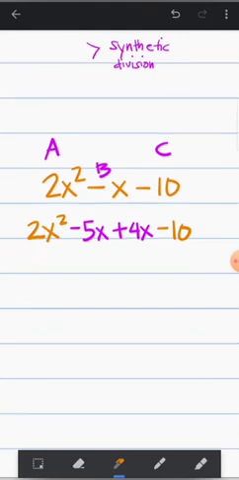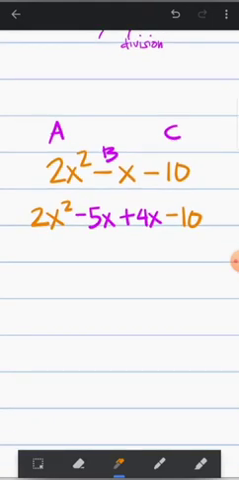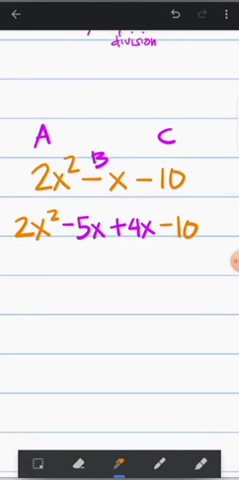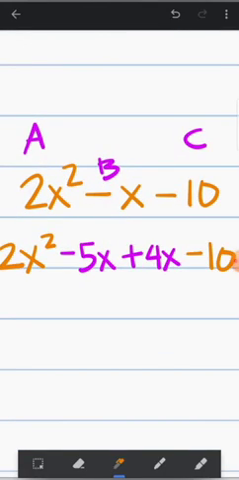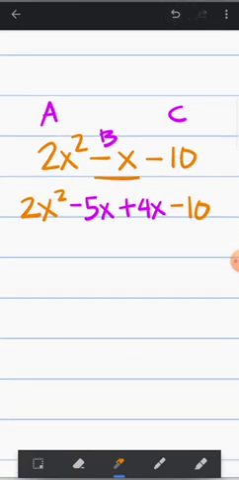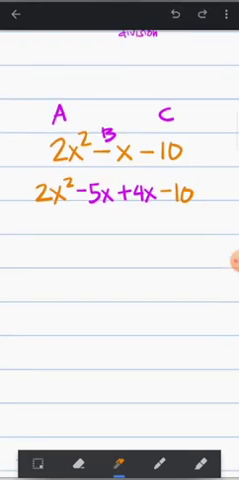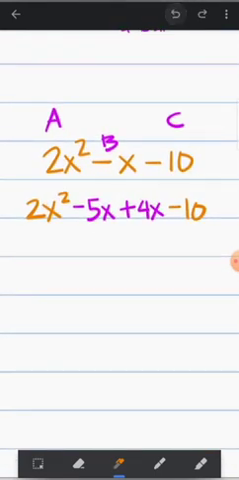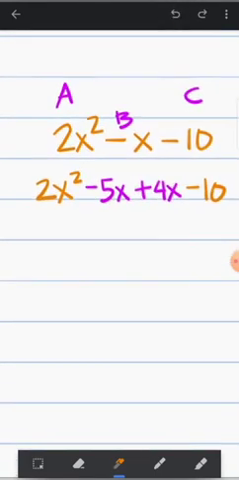So again, all we did is find two numbers that will give us 20, the product of A and C, and then if we add, will give us B, which is negative 1. So here are the numbers, negative 5 and 4. And then we break up negative x. So that's it.